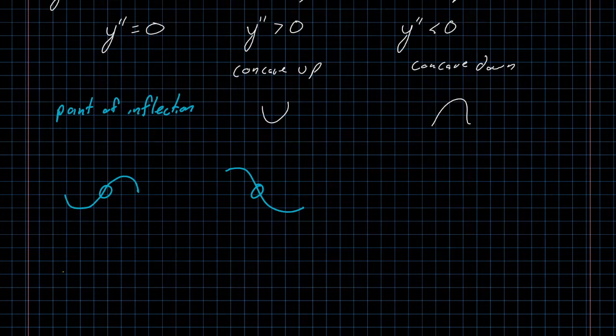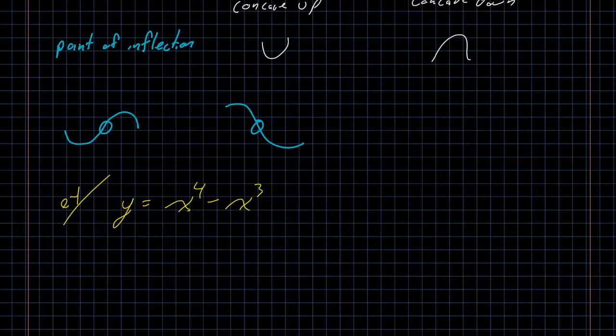All right, so there's the idea. To look and see how that actually works, let's grab some particular numbers and start playing around. How about the function y equals x to the fourth minus x cubed? Well, if we're talking about concavity, we're going to need not just the derivative, but the second derivative.